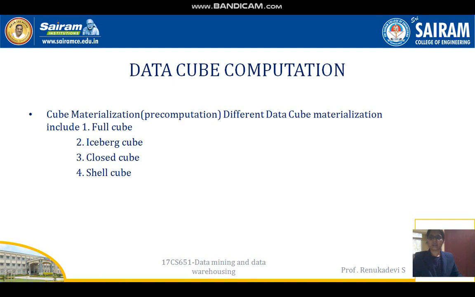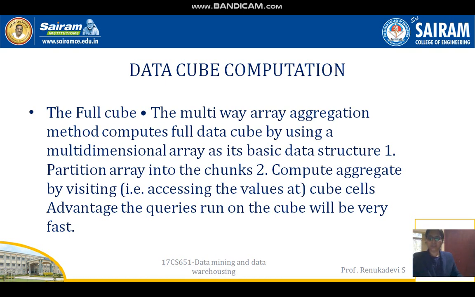On the next slide, data cube materialization. Different data cube materializations include full cube, iceberg cube, closed cube and shell cube. With respect to the full cube, there is multi-way array aggregation. The method computes a full data cube by using a multidimensional array as its basic data structure, partitions the array into chunks, and computes aggregates by visiting, that is accessing, the values at the cube cells. The advantage is that queries run on the cube will be very fast.